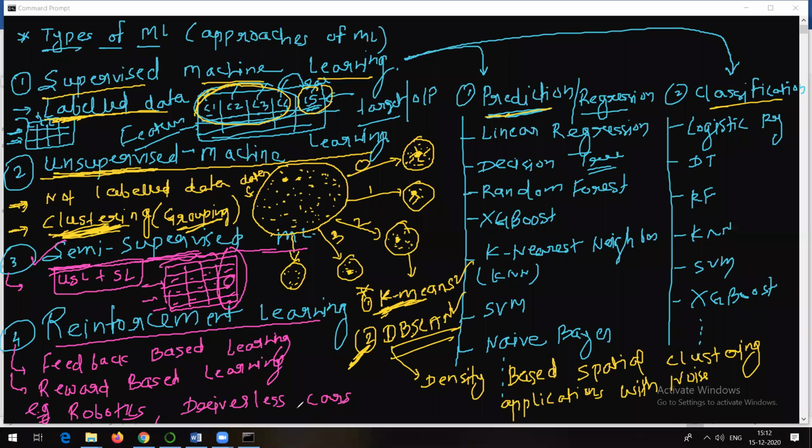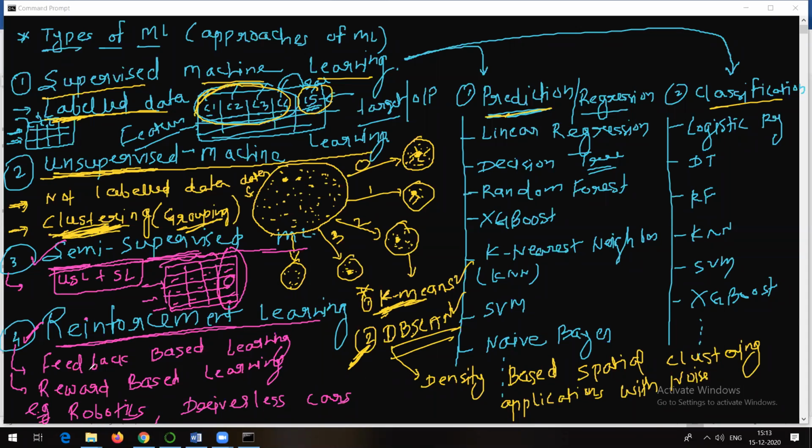Companies like Google and Microsoft are already working on applications based on reinforcement learning. Driverless cars and robotics are examples. A mixture of ML and IoT can be used in reinforcement learning. As I told you, robotics, or driverless cars, is the best example for reinforcement learning.